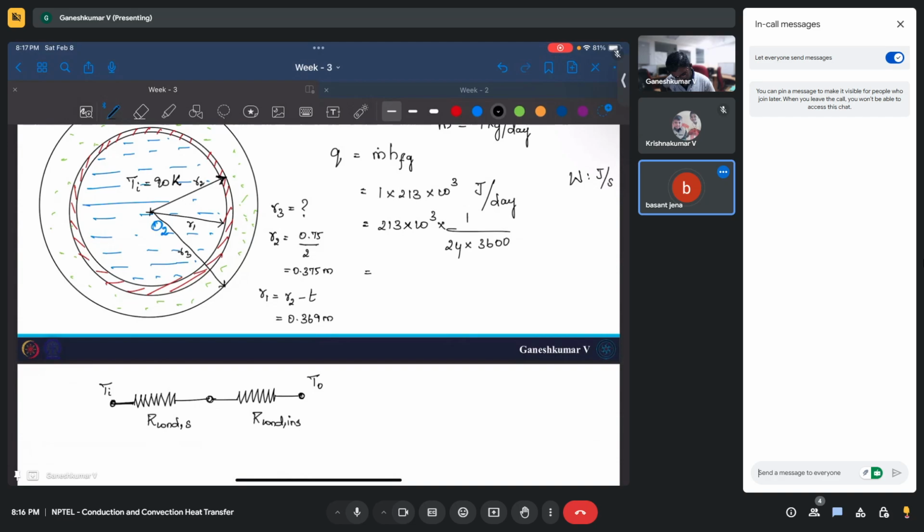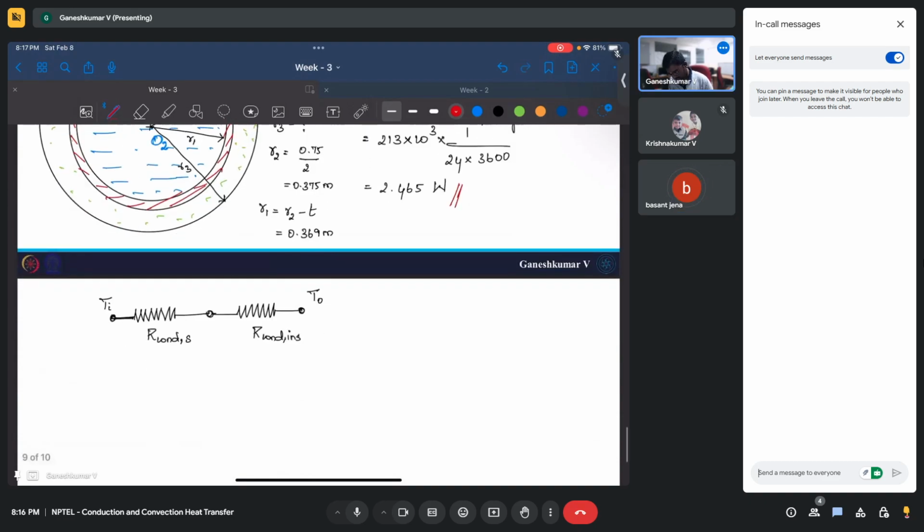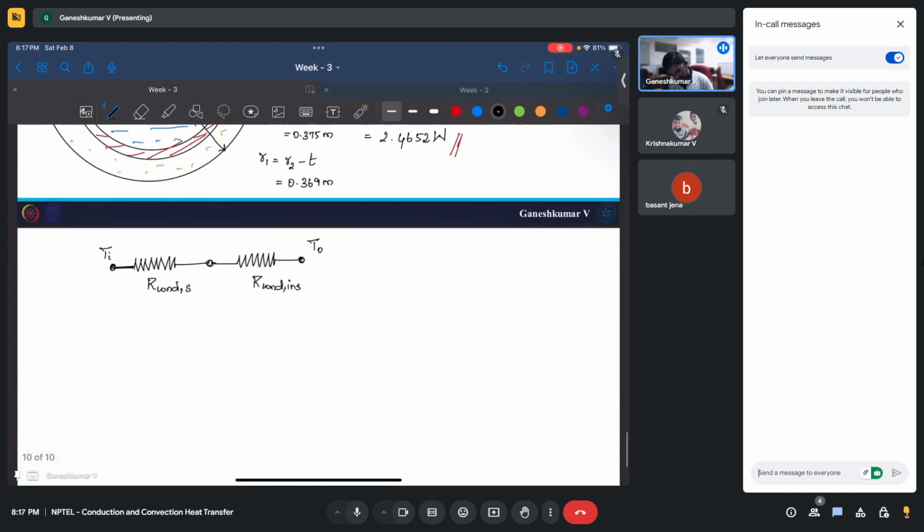So is it something like 2.465 watts? I'm getting something like 2.465 watts. Let me know if that is right. 2.4652, okay. So that is the heat entering from outside, correct? 2.4652 watts.